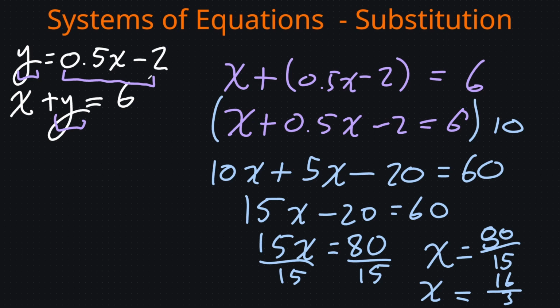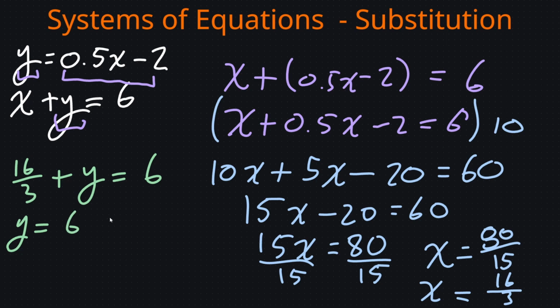I don't want to do 0.5 times 16 over 3. That doesn't sound particularly fun. So I'll stick with the second equation, which has no decimals. And so I'm going to write 16 over 3 instead of x plus y is equal to 6. Now I have to get y alone, so I'm going to minus 16 over 3 on both sides. That leaves me with y equaling 6 minus 16 over 3.